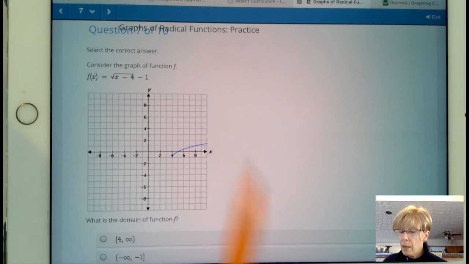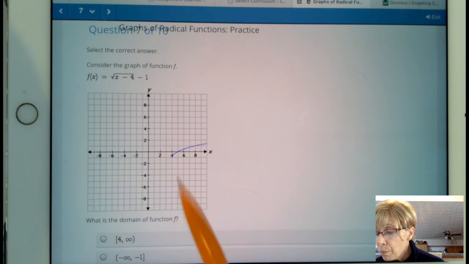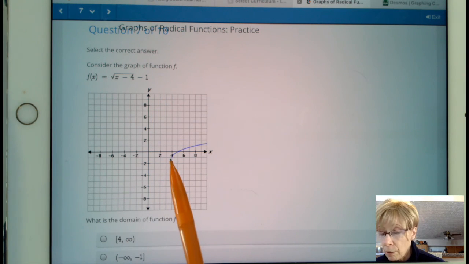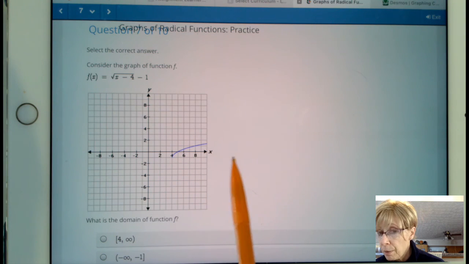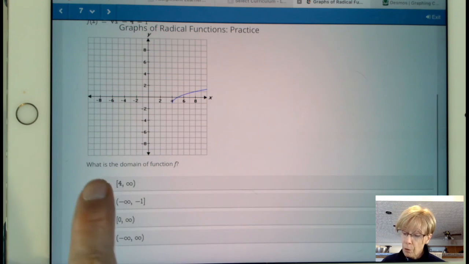The question on this one says, what is the domain? So the domain is starting left, the farthest point to the left, which is this point right here of 4, -1. And then we're going to keep going towards the right. So this is going to be 4 to infinity, which is our first choice.